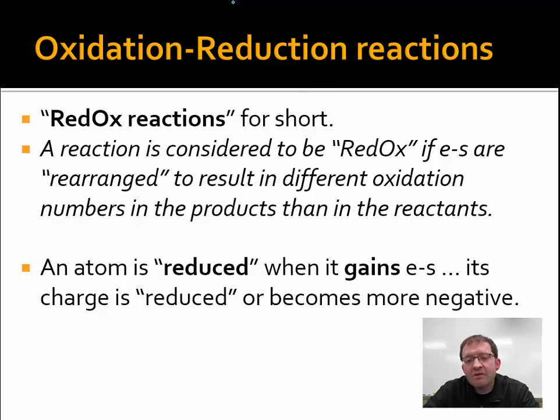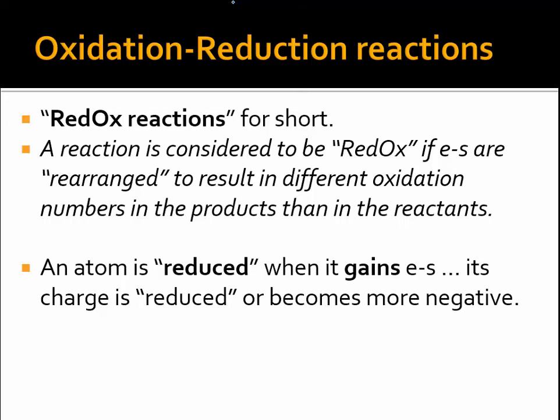An atom is reduced when it gains electrons. Now that might seem a little opposite. Reducing seems like I'm losing, not gaining. No, reducing means I'm gaining electrons because when you gain electrons, your charge is reduced. Your charge becomes more negative or goes down or is reduced. When you gain electrons, you take on negative particles, and that means your charge is going down and being reduced.